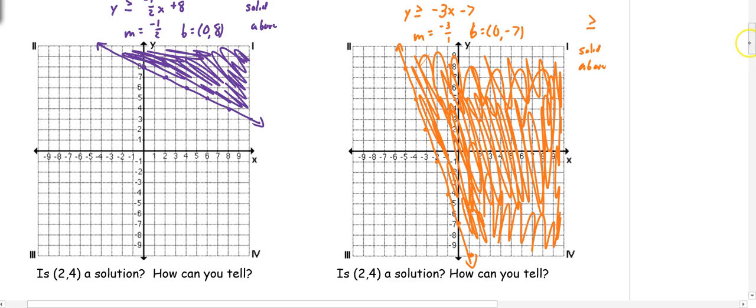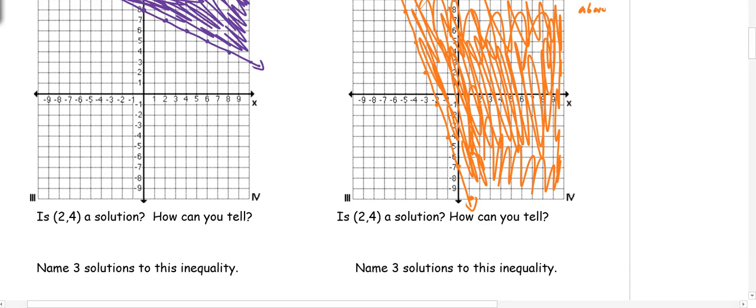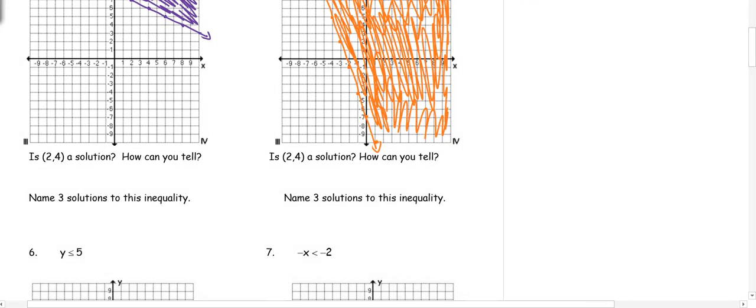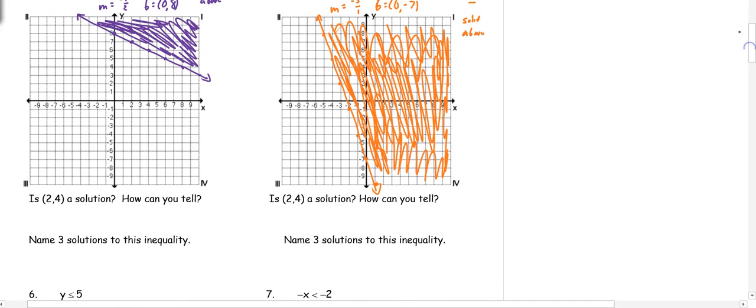Now, with number 4 and 5, there were a couple questions underneath that say, are these points a solution? So we need to look at the point and figure out, is it in the shaded region on that graph? So number 5, it says, is 2, 4 a solution? So if we look at our graph, 2, 4 is right here, and 2, 4 is not in the shaded region, so it's not a solution. So we would say no, because it is not in the shaded region.